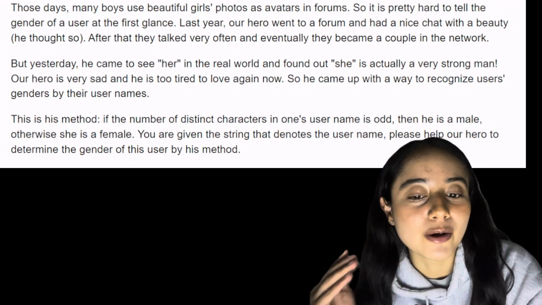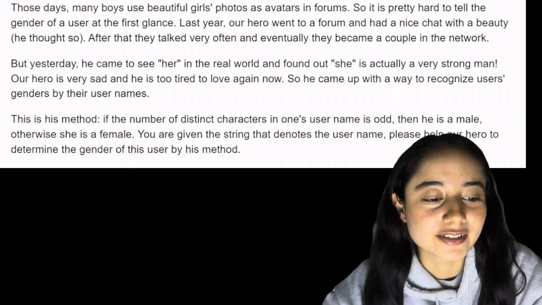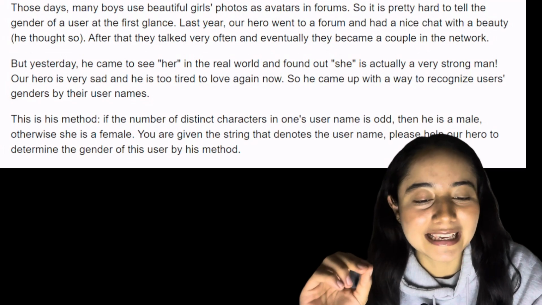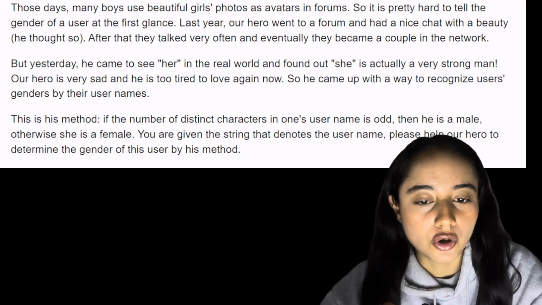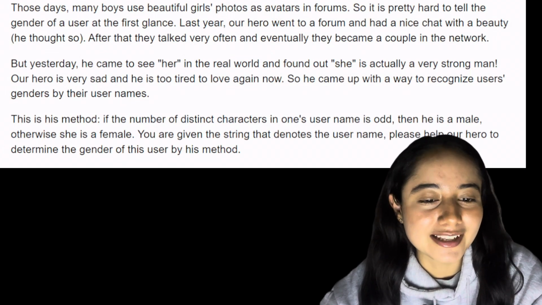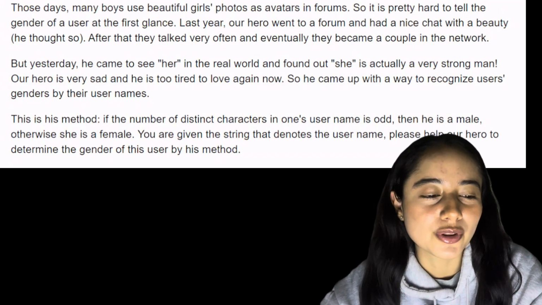So he came up with a way to recognize users' genders by their usernames. This is his method. If the number of distinct characters in one's username is odd, then he is a male. Otherwise, she's a female. You are given the string that denotes the username. Please help our hero to determine the gender of this user by this method.